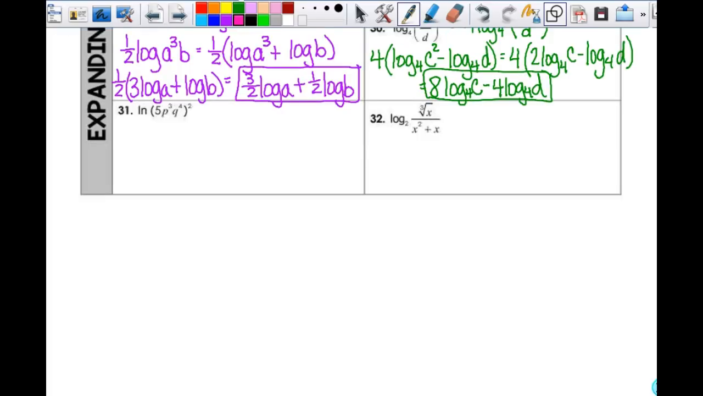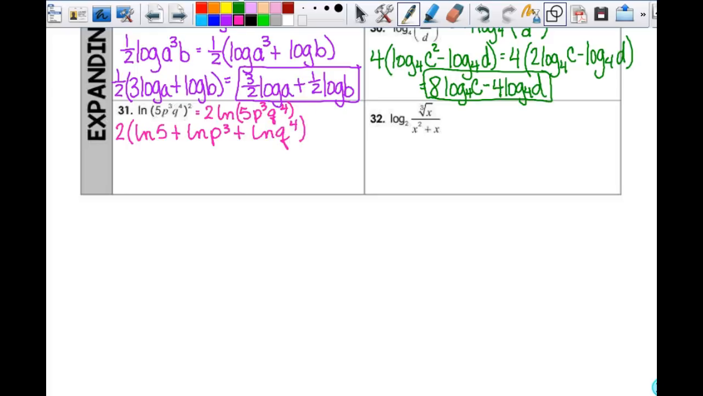Number 31. This 2 comes out to the front, so I get 2 times the natural log of 5 times p cubed, q to the 4th. Then I can actually expand this into 3 parts, so this is going to be 2 times the natural log of 5 plus the natural log of p cubed plus the natural log of q to the 4th.